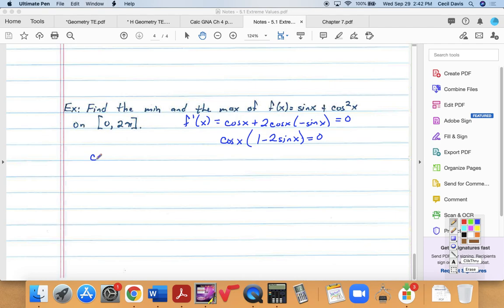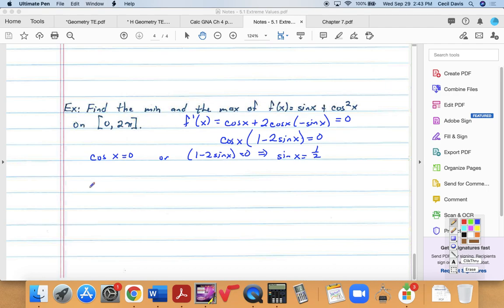So that's going to occur either where cosine of x is equal to 0 or 1 minus 2 sine of x is equal to 0, which would mean that sine of x would have to be 1/2, right? And now you get to dazzle me with your brilliance at the unit circle again. Where is cosine equal to 0?